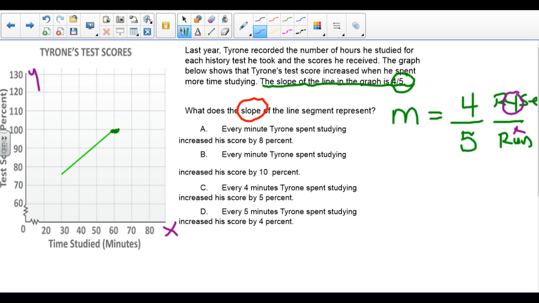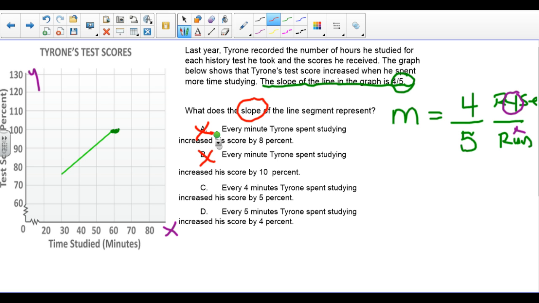So now let's go to the question and start eliminating. Every minute Tyrone spent studying increases score by 8. Now the slope is not by for every minute, so we can go ahead and cancel that out. Every minute Tyrone spent studying increases score by 10. Now this has nothing to do with the slope, so we can go ahead and cross that out.